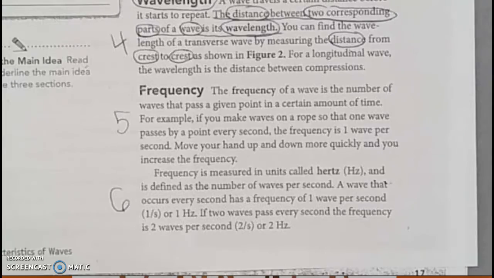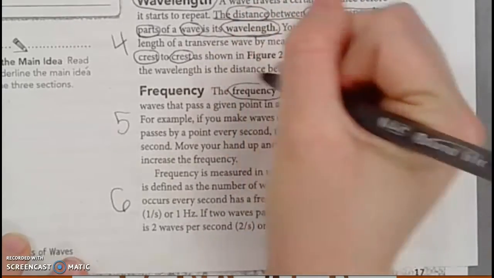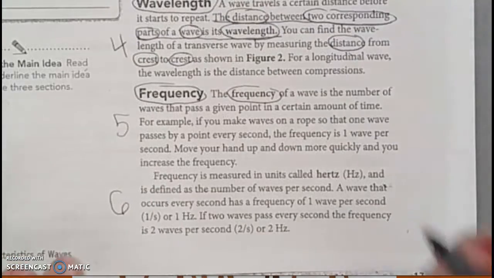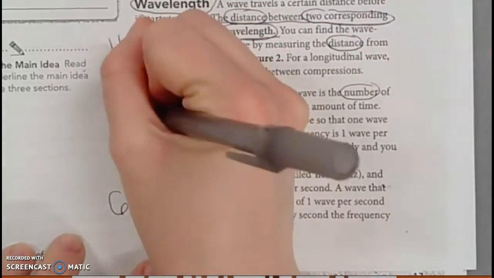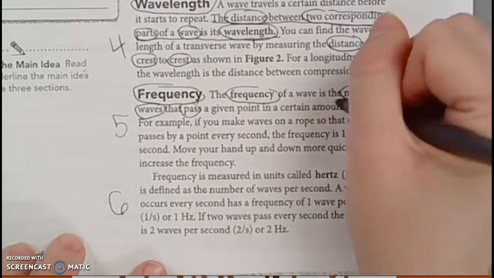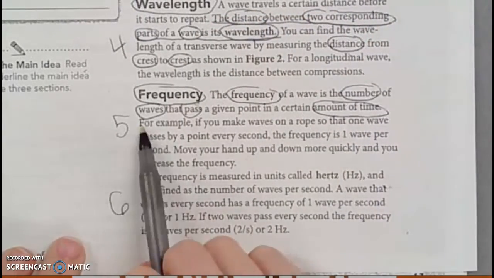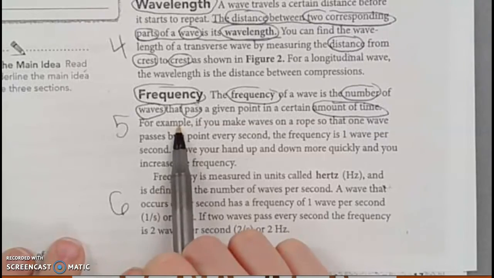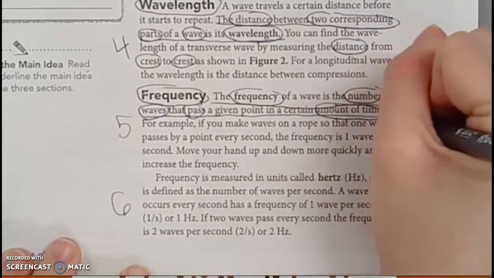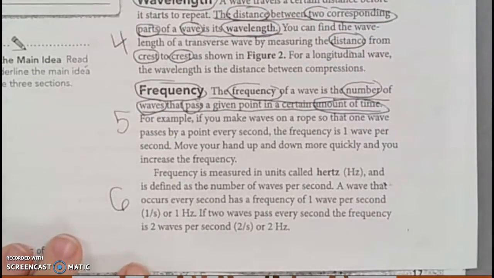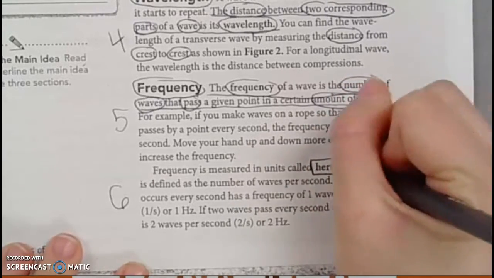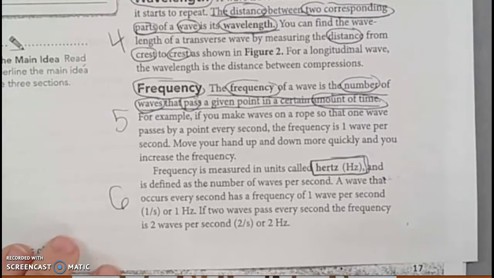Okay, coming back, we know that this paragraph is about frequency because our title is frequency. So we want to find words that talk about what frequency is. So frequency is the number of waves that pass in an amount of time. Now again, it gives an example, which tells us that's not our main idea sentence. Our main idea sentence is that definition of frequency. Now, in paragraph 6, I didn't ask you to do this, but I would like you to box that word hertz. Those are the units that we use to measure frequency.